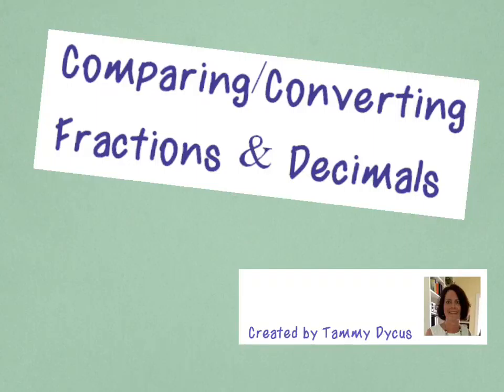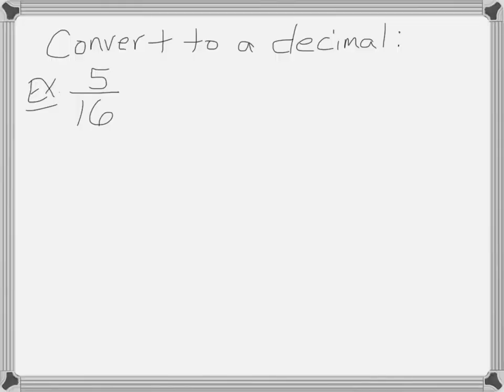Comparing and converting fractions and decimals. So in this lesson, we want to go back and forth between fractions and decimals. We'll start by converting fractions to decimals. And when we have a fraction, we need to remember that the bar is a symbol for division. It means divide. And you're dividing the top by the bottom. Top divided by bottom. So we just need to set up a long division problem.